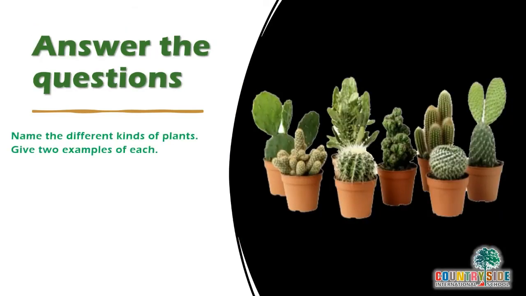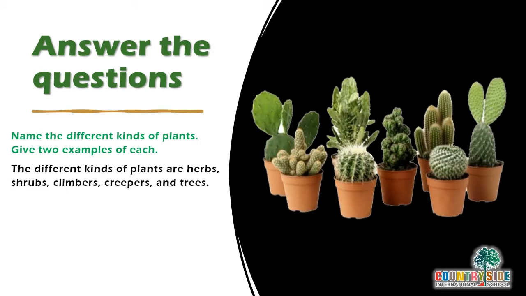Alright, let's see children question answers. Name the different kinds of plants and give 2 examples of each. Do you remember we studied 5 types of plants? Let's see one by one. The different kinds of plants are herbs, shrubs, climbers, creepers and trees. Let's see examples of it.